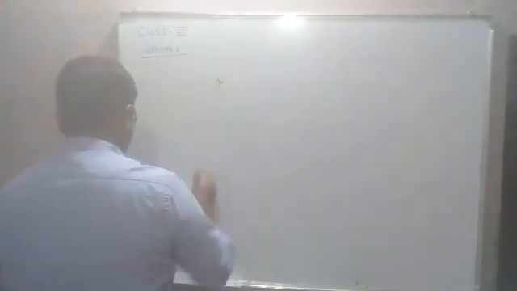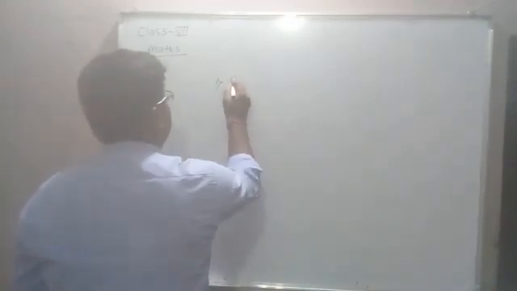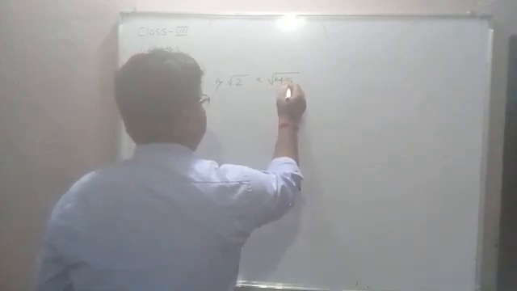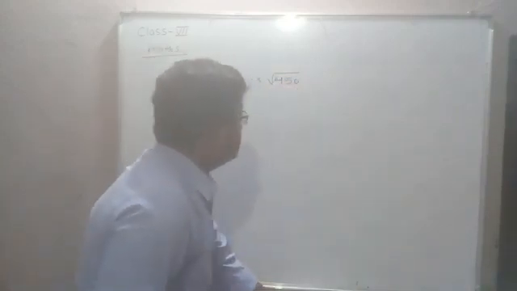So we are going to do some simplification based on square root. Our question is square root 2 into square root 450. We have to simplify it.